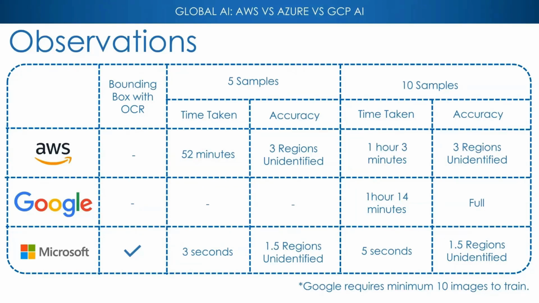Take number 2, which is 10 samples. Google is the only one with 100% accuracy. So it identified every single region. Now, this is where I say, you got to be careful how you make a decision.